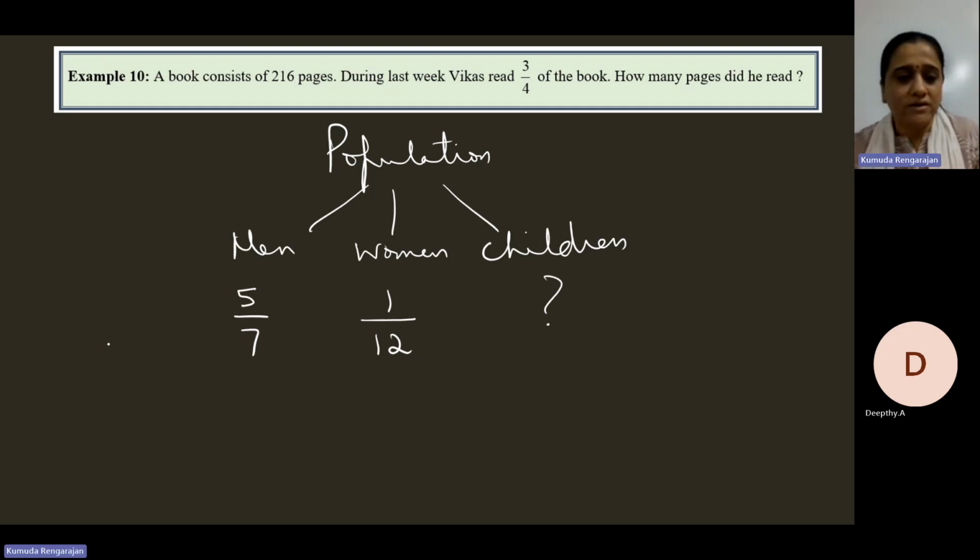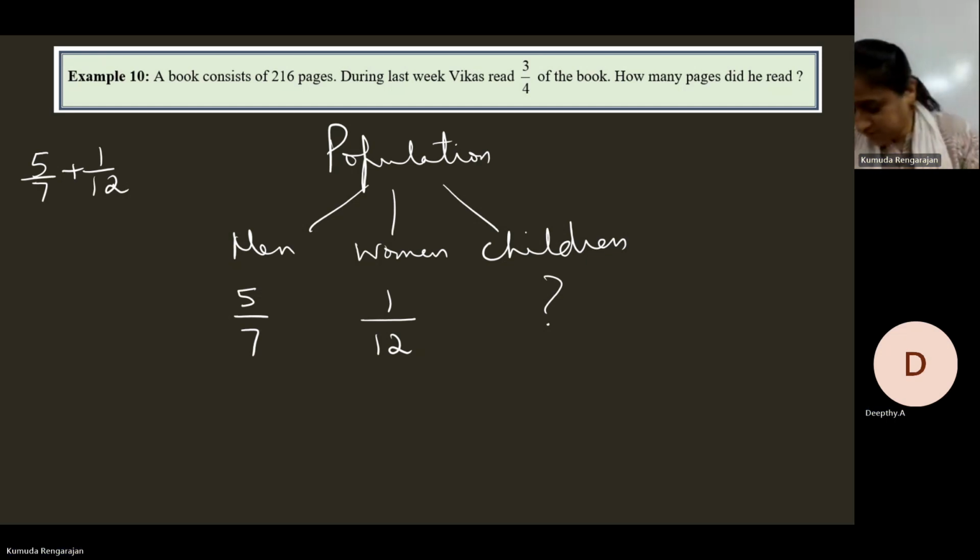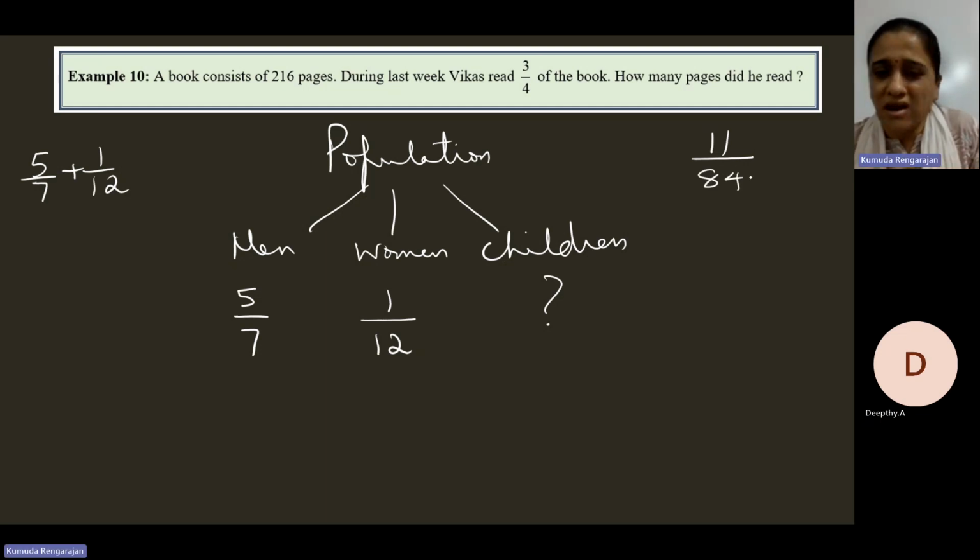So how do you add 5 by 7 plus 1 by 12? Okay, the common denominator is 84, the LCM of 7 and 12. What's the answer? No, I got 11 by 84.